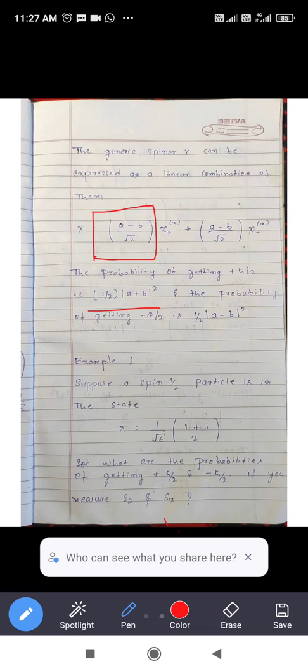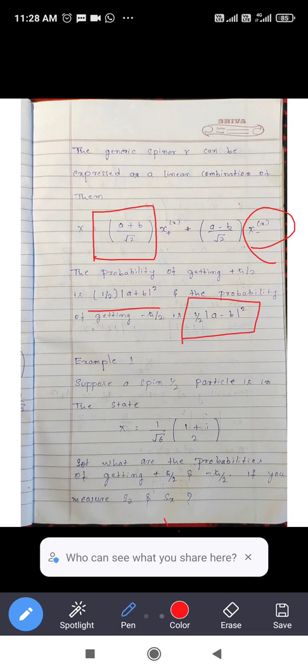The probability of getting minus h cross by 2 is the other eigenvalue, corresponding to the spin down particle. So the probability is nothing but the normalization constant whole square. That's why we get half into mod a minus b whole square. This is the probability of getting h cross by 2 and minus h cross by 2 for the Sx operator.